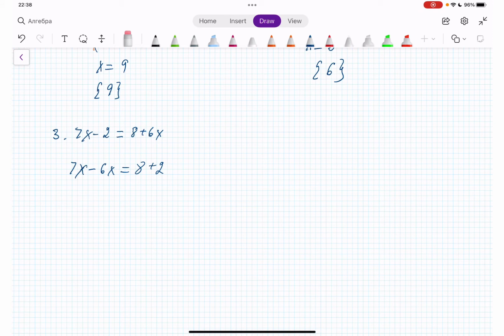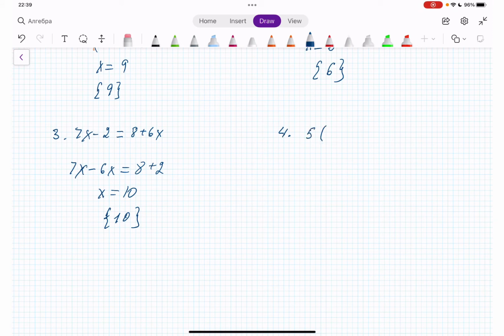Okay, so 7x minus 6x is equal to x, and 8 plus 2 is equal to 10. And the answer is going to be 10. Question number 4. So, solve the linear equation.